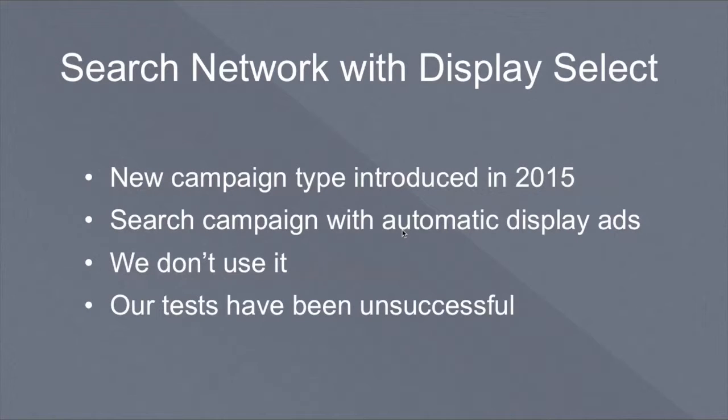There is also something called Search Network with Display Select, which is a new campaign type introduced earlier this year. Essentially, it's a blend of search, so our text ads on Google searches, and display ads, which are on the Google Display Network, where it matches display ads based on user profiles that it thinks will be relevant with your search campaign as well. So it blends the two.